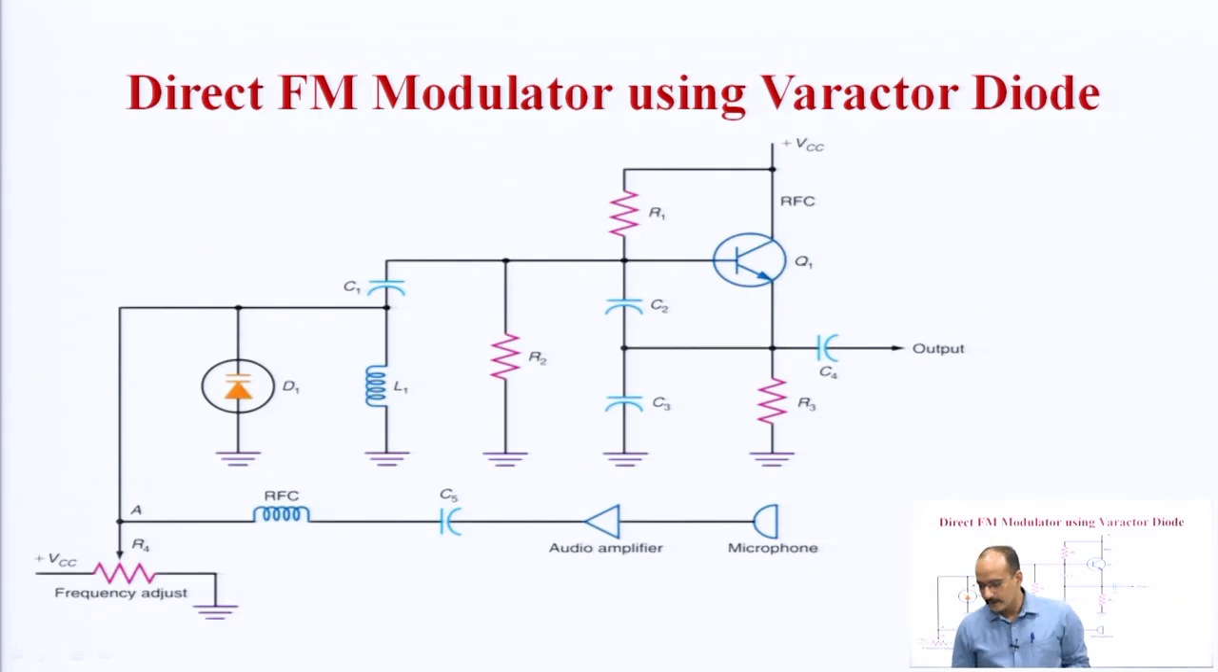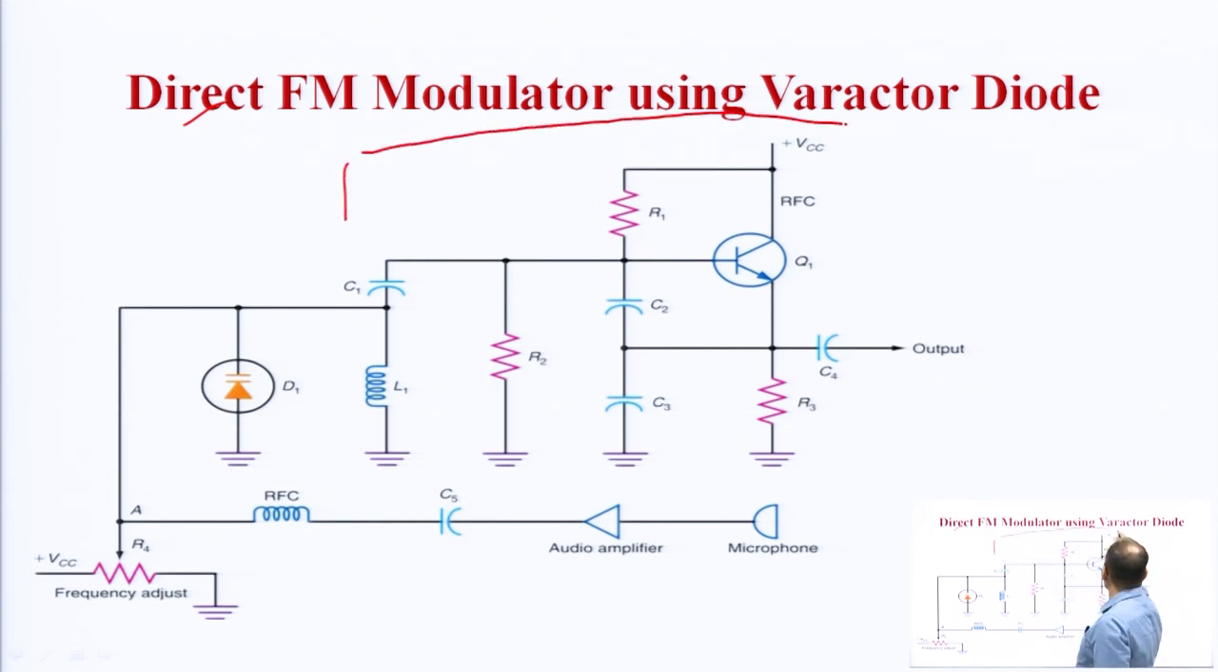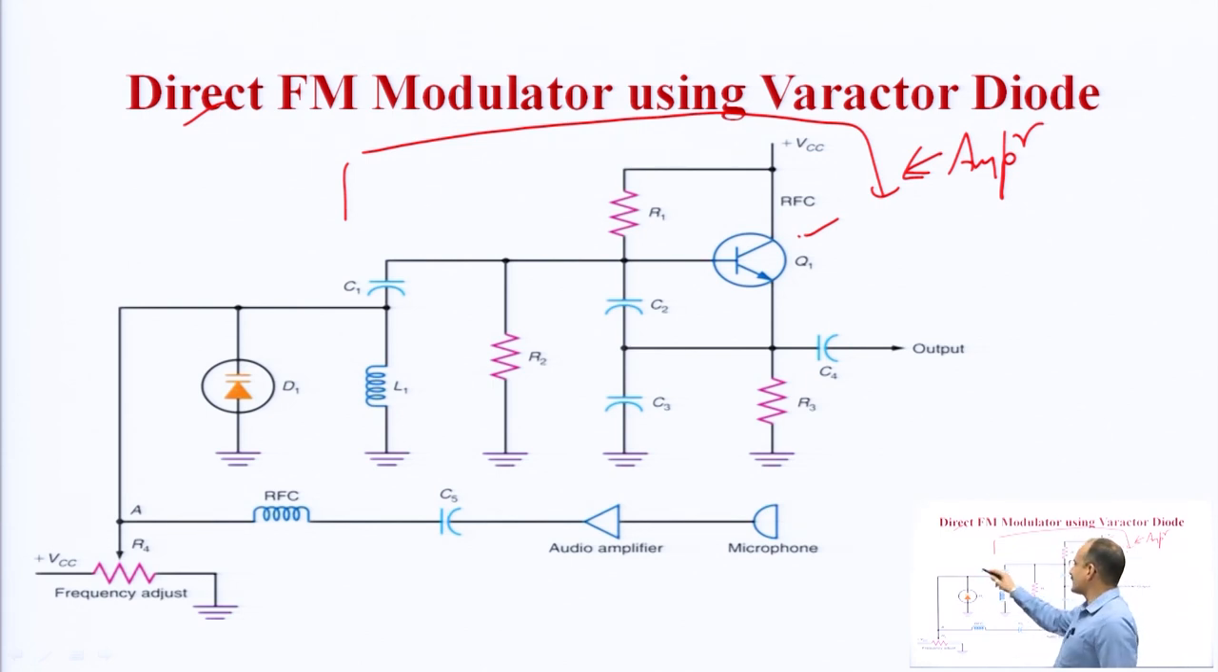By this diagram you can easily understand the direct FM modulator using a varactor diode. In this diagram you can see that this part is the amplifier part. Here is a transistor; this is the complete arrangement of an amplifier circuit. Here we are using a tank circuit. The tank circuit is getting the message signal from here.